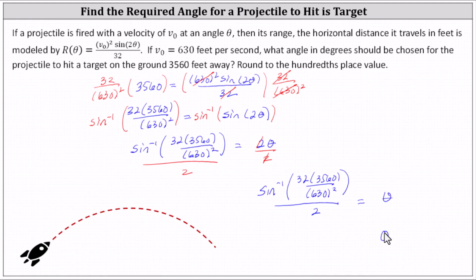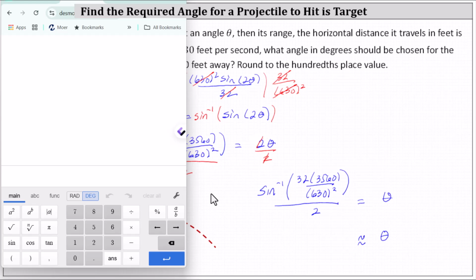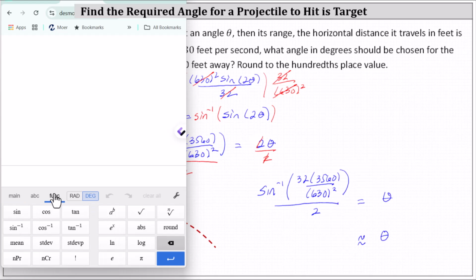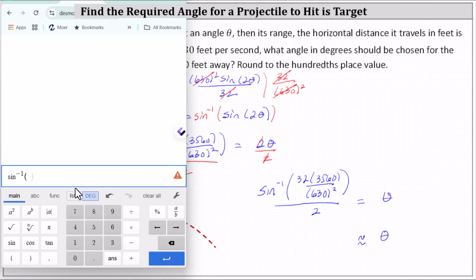And now we'll go to the calculator and get a decimal approximation for theta. Recall that we're told to round to the hundredths place value, or 2 decimal places. We do want the angle in degrees, and therefore it's important to make sure the calculator is in degree mode. I'm using the Desmos Scientific Calculator. The calculator is in degree mode. For the inverse sine function, we press Functions, Inverse Sine, click on the main tab. Let's go ahead and use the fraction format button here on the right.